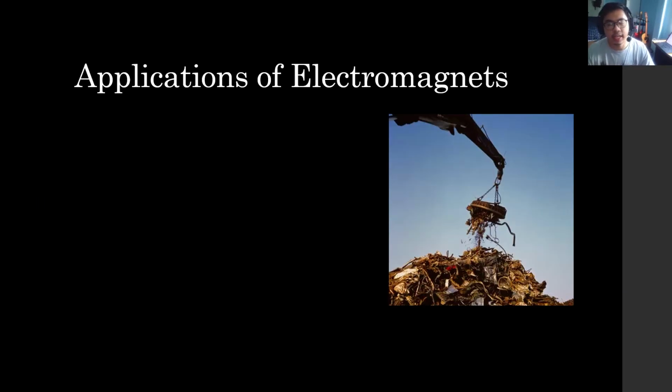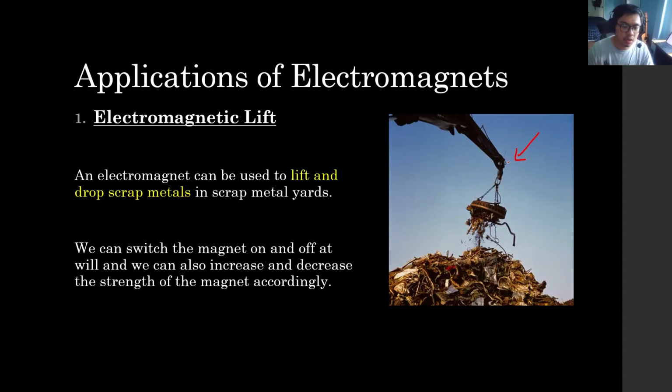Now that you know what an electromagnet is, let's talk about the applications or the uses of electromagnets in real life. First is electromagnetic lifts. This machine here you always see in scrap yards, and it's actually a very strong electromagnet, and it's used to lift up scrap metals.